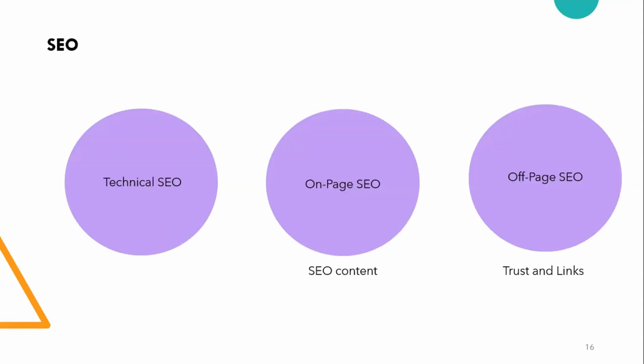Now, SEO is broadly broken out, as I'd mentioned before, into 3 main areas: technical SEO, on-page SEO, which is usually content marketing, so SEO content marketing, and off-page SEO, which is classified as trust and links, and we had mentioned it before.